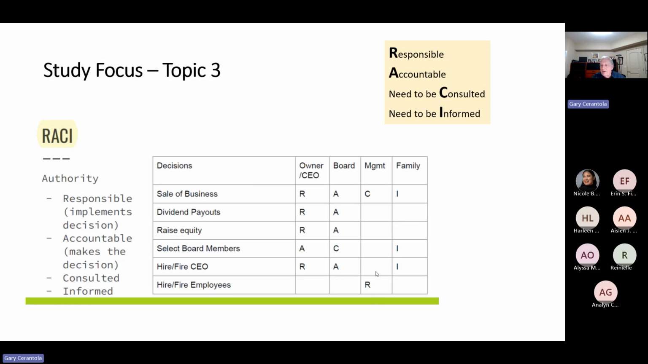So you can see here, hire, fire employees. Well, management's responsible, and the owner, or the board, or the family really don't want to get too involved in that. But if you want to hire or fire the chief executive officer, well, the owner is responsible for that. The board is accountable for that. And the family has to be informed of what's going on. So that's how you do that. You can do that for some key business pieces inside of the family business to be able to complete that RACI. And then the expectations are shared right across the family, and less chance for any kind of disagreements.